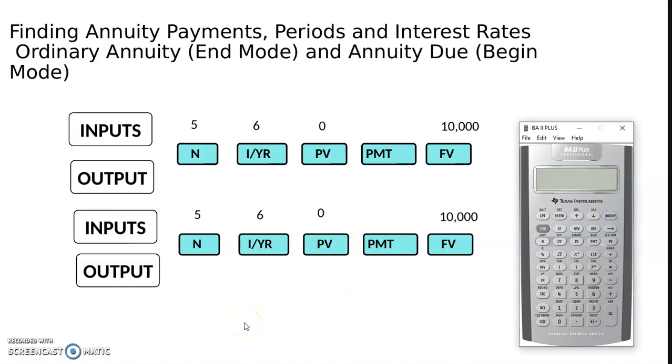This question requires us to calculate the annuity payments, or the PMT, for an ordinary annuity as well as an annuity due, given that we require $10,000 at the end of year 5, or a time period t equal to 5, and an interest rate of 6%. So let's start. First, let's calculate for an ordinary annuity.